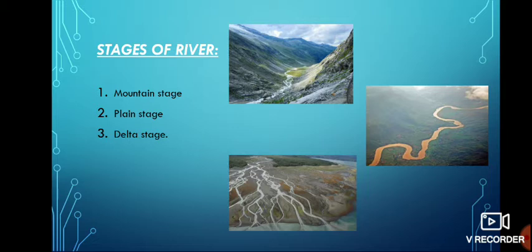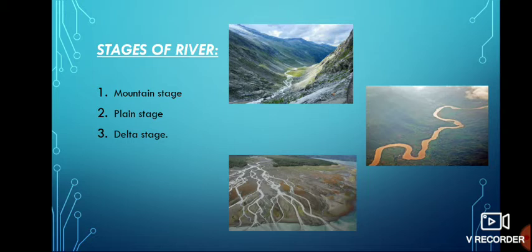In the mountain stage, the river is flowing very fast, and as it is flowing on steep slopes, its speed is very high and it runs quickly over steep slopes and therefore is very noisy, turbulent and erosive.